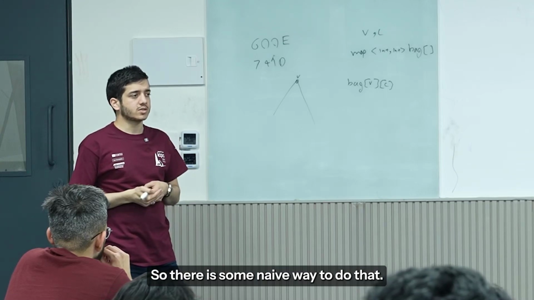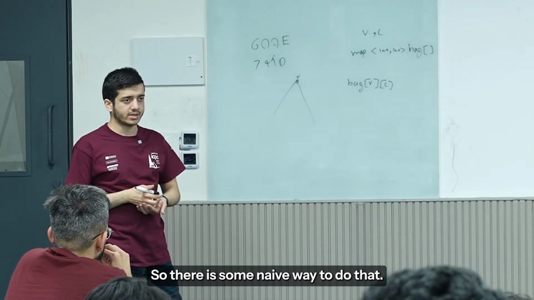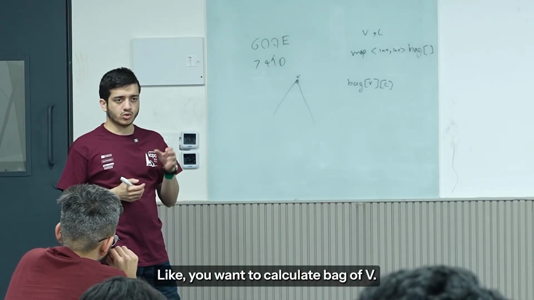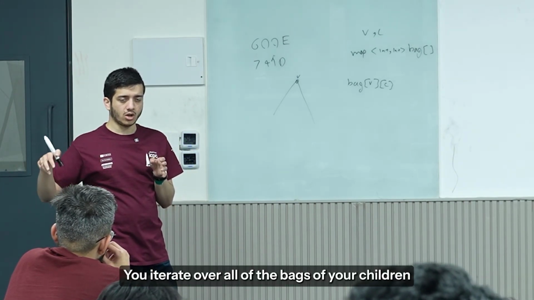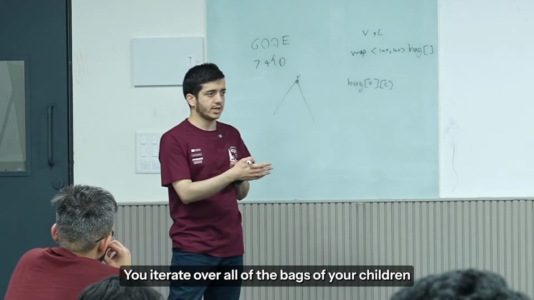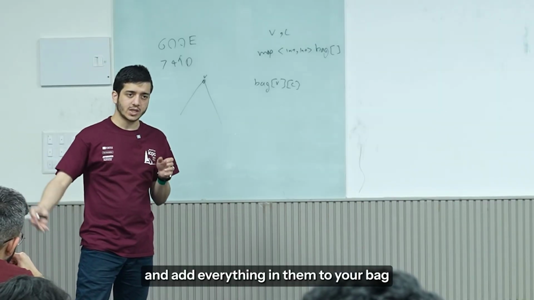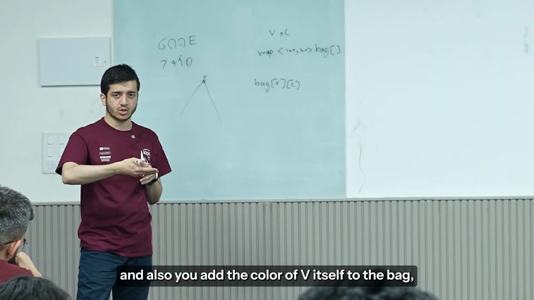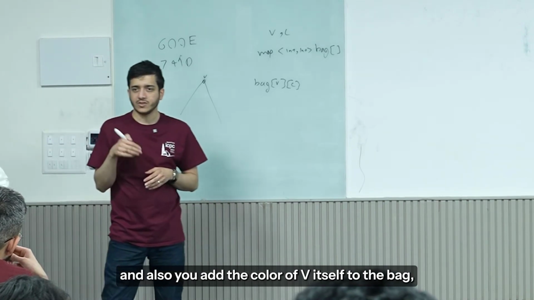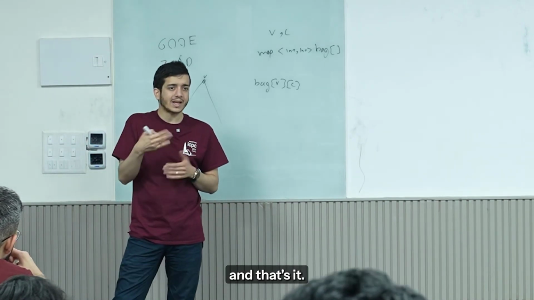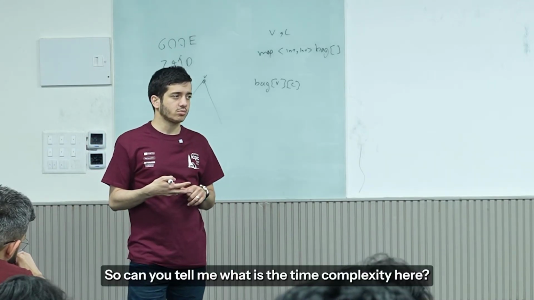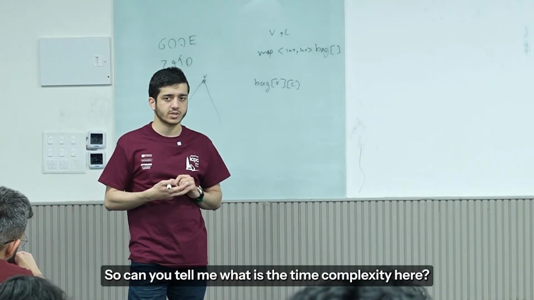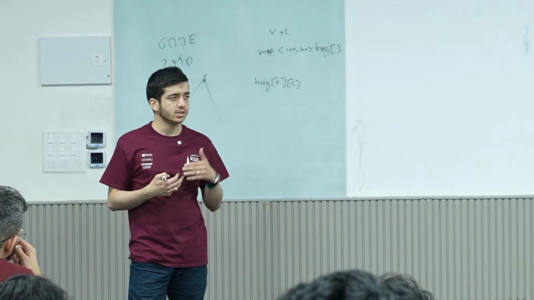So there is some naive way to do that. Like you want to calculate the bag of V, you iterate over all of the bags of your children and add everything in them to your bag, and also you add the color of V itself to the bag, and that's it. But the time complexity is ruined, right? So can you tell me what is the time complexity here? N squared.